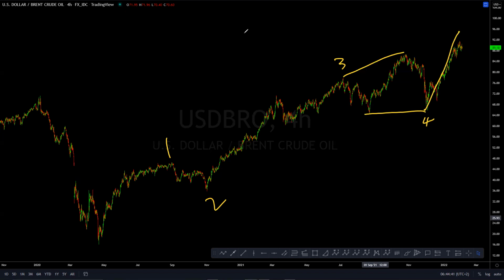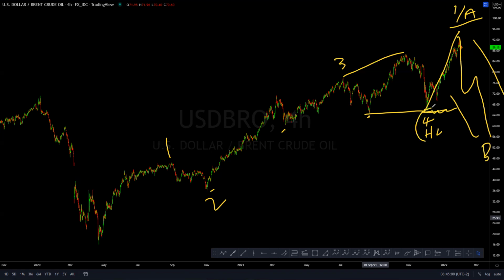The difference though would be that if this is 1 here or A, the correction that we would expect to see may break this low. Remember, this was a higher low compared to the previous lows. So the difference there would be if this is 1 or A, B would be a low that is likely going to break below the previous low there. Okay, so you may see a deeper correction.